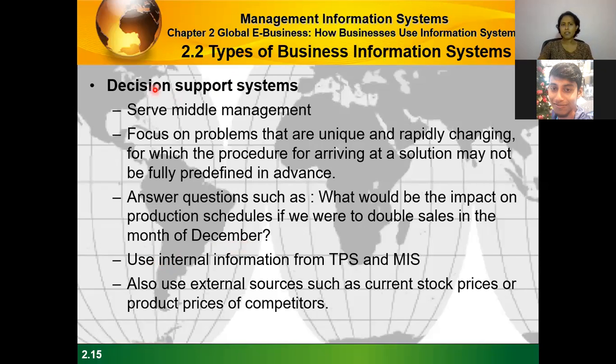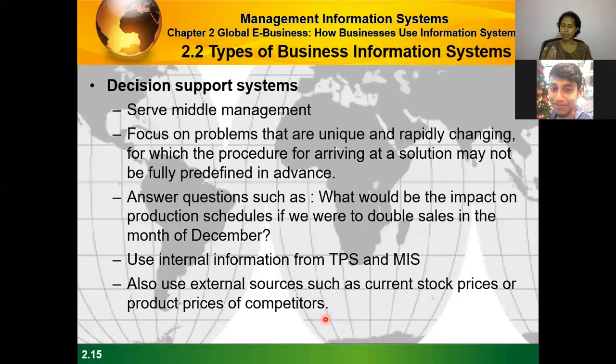So from where does the decision support system gain information? From the internal information provided by TPS and MIS, right? Like I mentioned earlier, transaction processing system feeds information to MIS. Information provided by both these systems put together are helpful for the decision support system in arriving at their decisions, right? Also use external sources such as current stock prices or product prices of competitors. This is also very important.